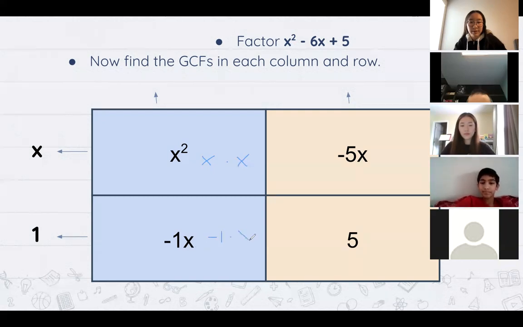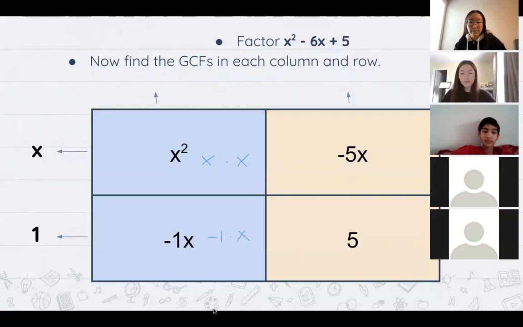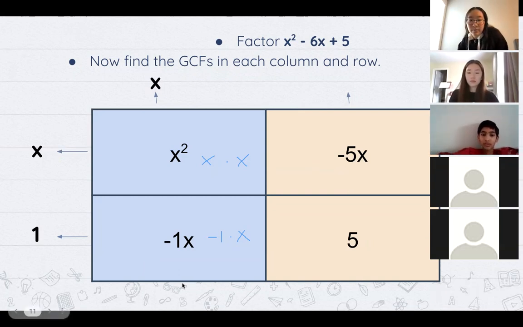Yeah, so we have x squared and -x. So what is the greatest common factor here? X. Yeah, that's correct. Good job, guys. And then on the last side, we have 5 and -5x. 5. Yeah, exactly. 5.